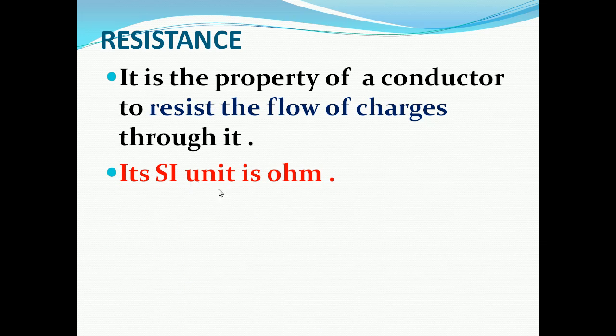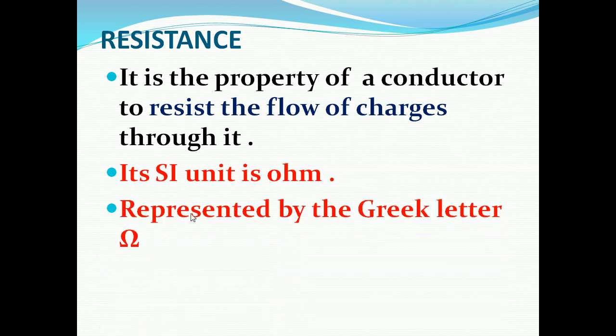So the SI unit of resistance is ohm. It can be represented by the Greek letter omega. This is the symbol used to represent resistance. According to Ohm's law, we can derive resistance as R is equal to V by I. So what is the formula for resistance? R is equal to V by I. This is based on Ohm's law.